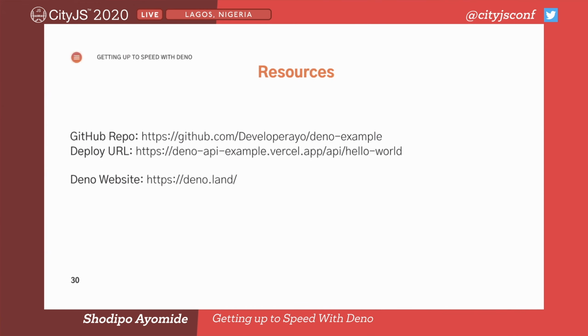So yeah, these are a few resources. If you want to see the repo I created, my GitHub handle is developer.io, developer then AYO. So github.com/developer.io, and the name of the repo is Deno example. If you want to visit the little app I created, it's the same repo, but the deployed app is on Deno-example-API-example.vercel.app. Always remember to navigate to the API, then the hello world file, so you can see the preview, because it has to compile and give you a preview. The Deno official website is deno.land.